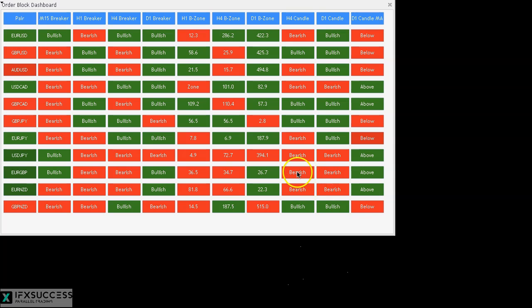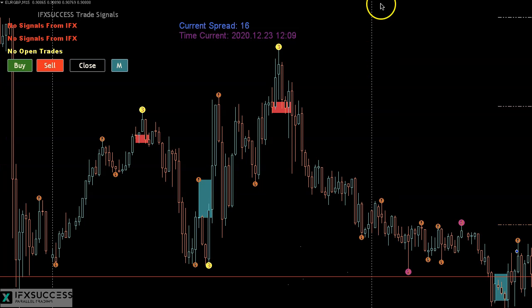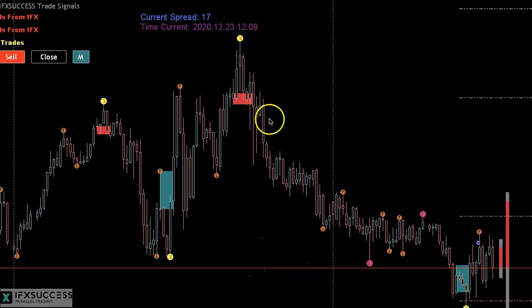Like over here, euro pound, we have 2 bearish candles, we have a 4-hour breaker and a 1-hour breaker. So now all we're waiting for is a bearish 15-minute or even 5-minute breaker to happen. So let's take a look at euro pound and see what that pair can give me, right? So I go to euro pound right now. We had a bearish breaker that worked out like a charm over here. This is 15 minutes. It worked out very nicely.